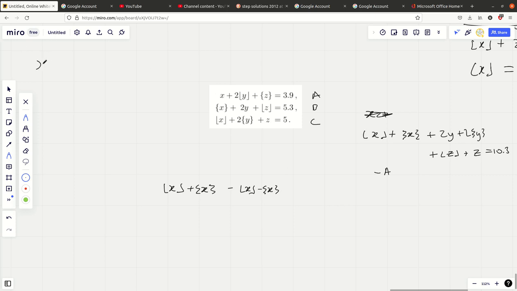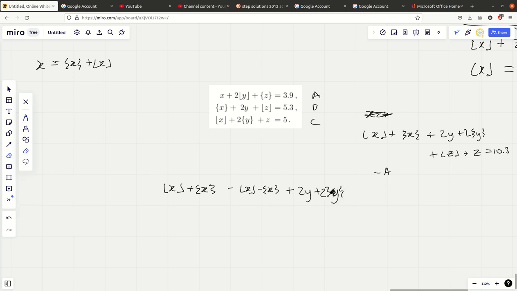Because remember, x is x squiggle, the fractional part of x, plus the integer part of x. You want to bear that in mind always. So they cancel straight away. Then we're going to get, now it's b plus c minus 2a, isn't it? So 2y plus 2 y squiggle.